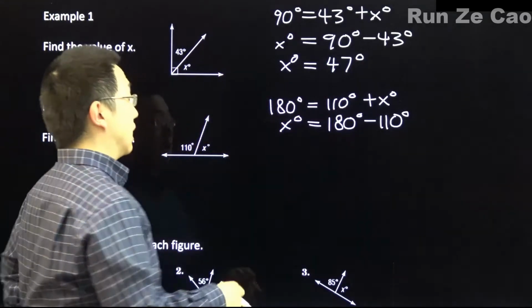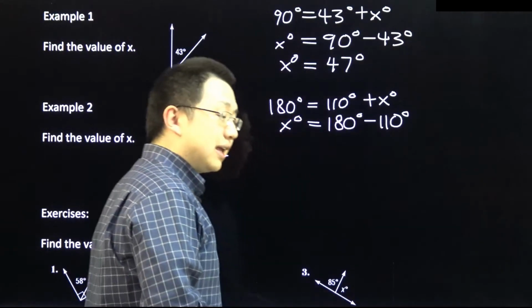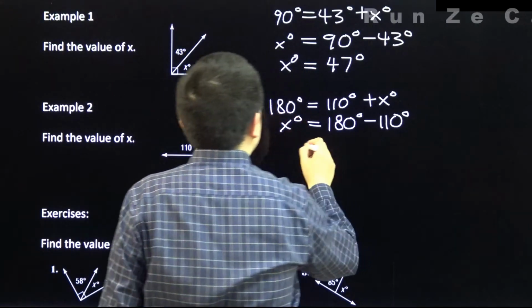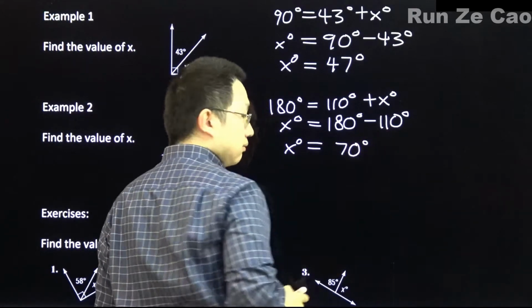Or vice versa. 110 degrees plus x degrees equals 180 degrees. And then x degrees equals 70 degrees.